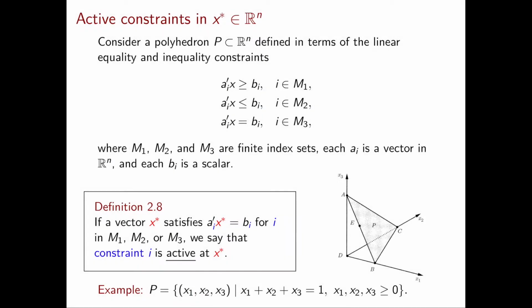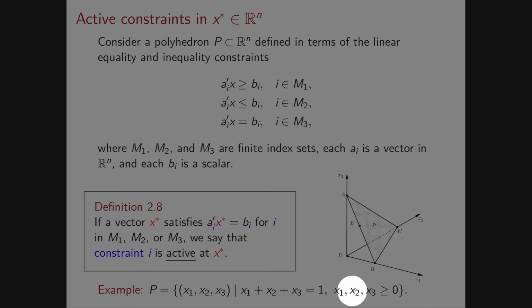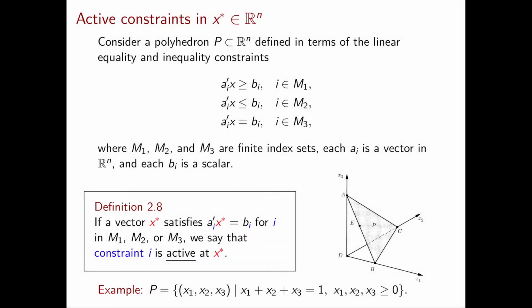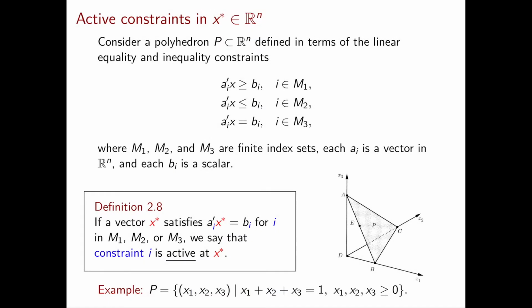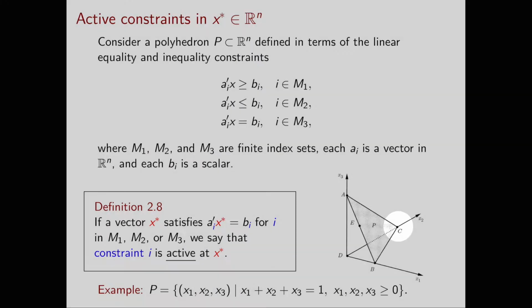A is the vector (0, 0, 1). Therefore, the active constraints are x1 greater than or equal to 0, x2 greater than or equal to 0, and x1 plus x2 plus x3 equal to 1, because all these three are satisfied at equality. x3 greater than or equal to 0 is not active at A, because while it is satisfied, since component 3 of A is equal to 1, and 1 is strictly larger than 0, such a constraint is not active at A. The vector B is the vector (1, 0, 0), while the vector C is the vector (0, 1, 0).